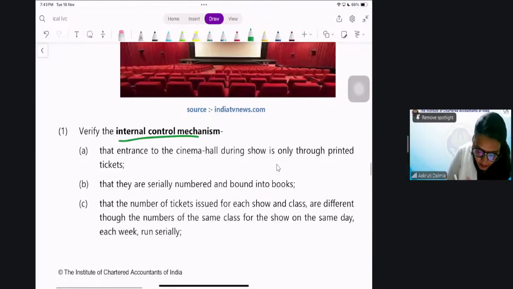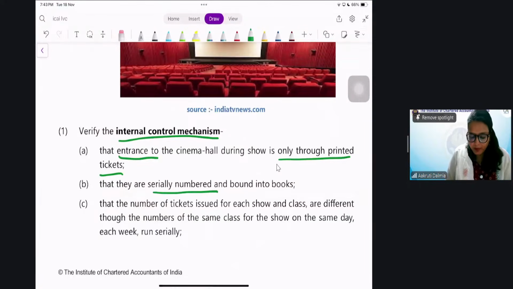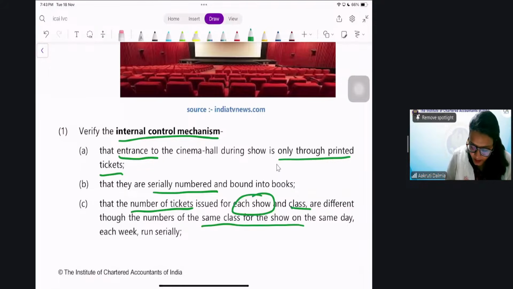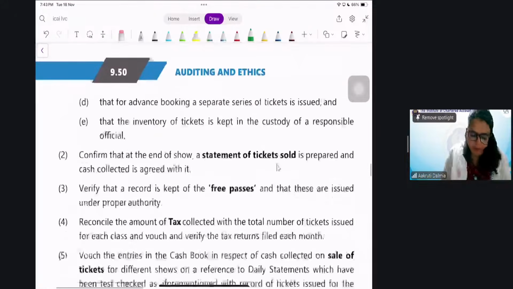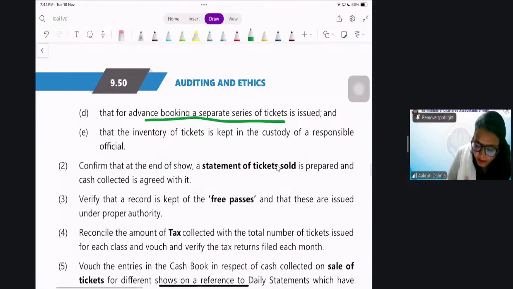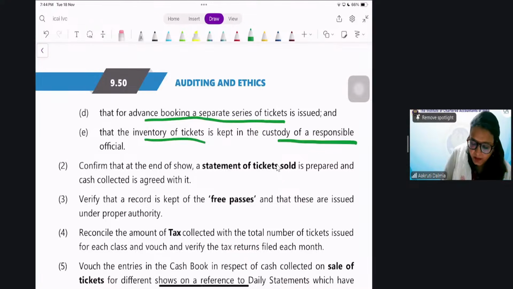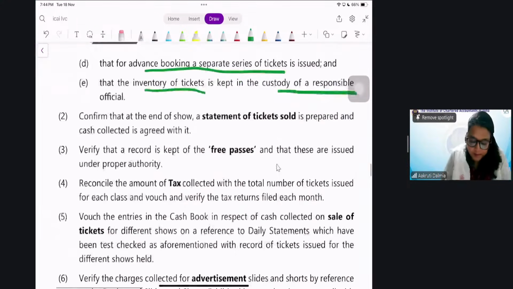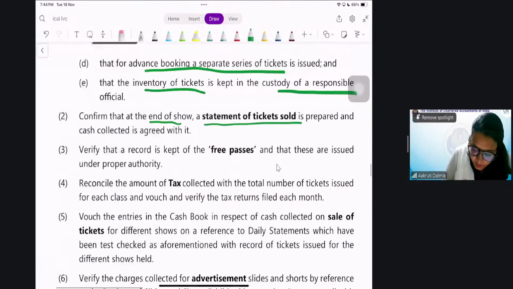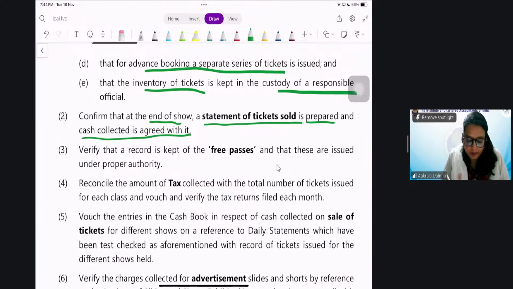First is internal control system. Check the entrance to cinema is properly through printed tickets. They're properly serial numbered. The number of tickets issued should show each show and class. There should be different numbers for different classes on the same day. Advance booking should be properly done through separate tickets. The inventory of tickets should be properly kept in custody of a responsible official. At the end of the show, a statement of tickets sold is prepared and cash collected is agreed with it.